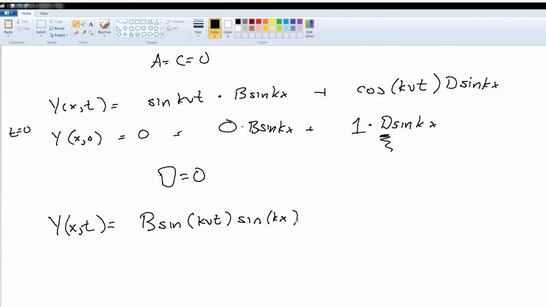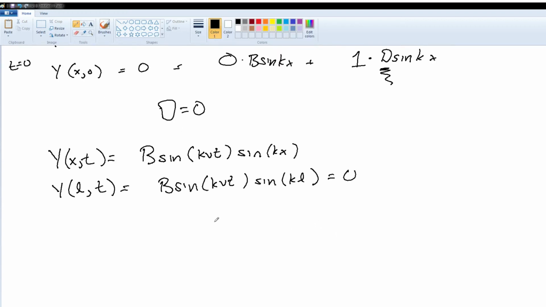So what did we use so far? We used the left boundary, then the initial condition for displacement, that was 0. Now we'll use the right boundary. So when x equals L, for all time, this needs to be 0, because the right endpoint is fixed for a string. Its vertical displacement is always 0.